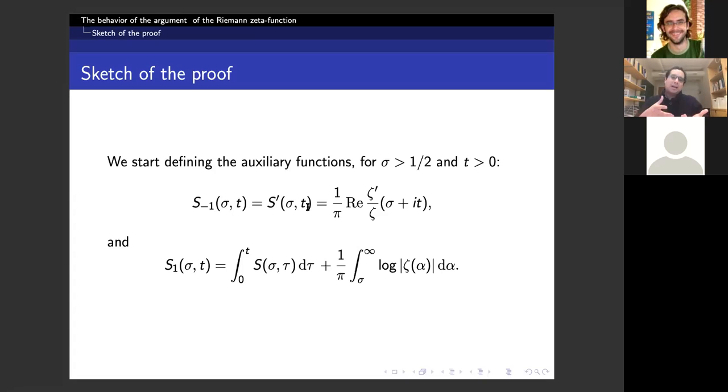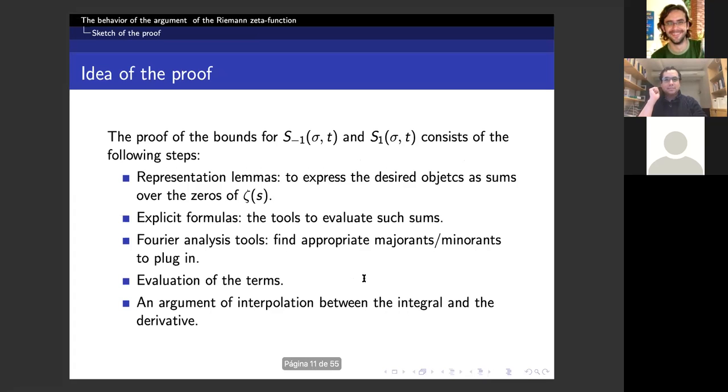We remember that the argument is the imaginary part of a logarithm. So when you take the derivative, you obtain 1/pi times the real part of zeta prime over zeta at the point sigma plus it. And we define the function S1 sigma t as an integral of S plus a special constant. We use these functions, and we obtain bounds for them. And using these bounds, we obtain bounds for the function S sigma t. This is the idea here.